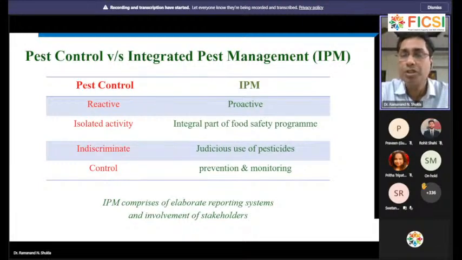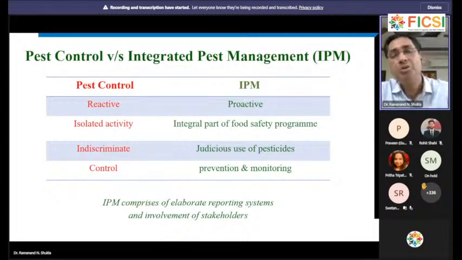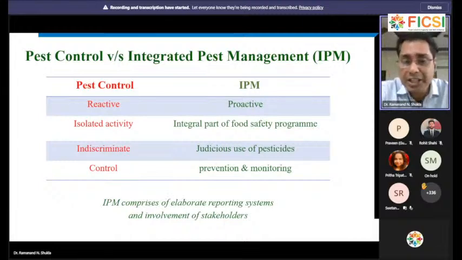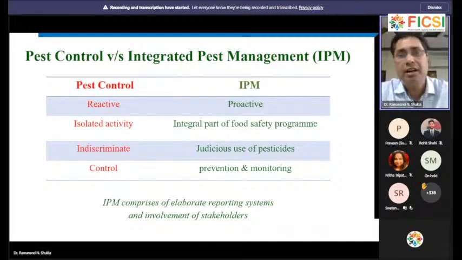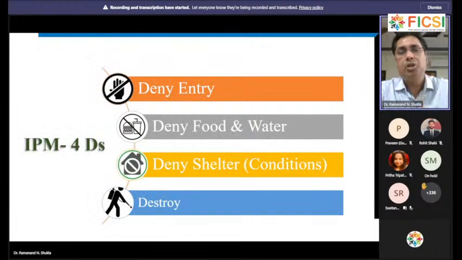It would be your suppliers, your supply chain. It would be the person who's looking at the sanitization part, right? All those people, all employees, all workers, daily wages, everyone has to be part of this integrated pest management system, because what we are talking about is a system, not just a standalone pest control program. So this has been the IPM.